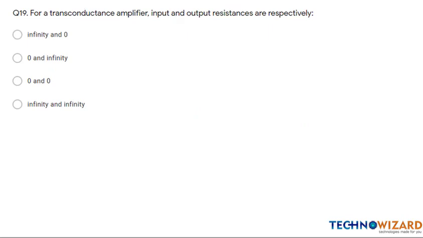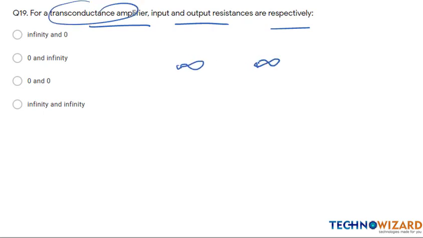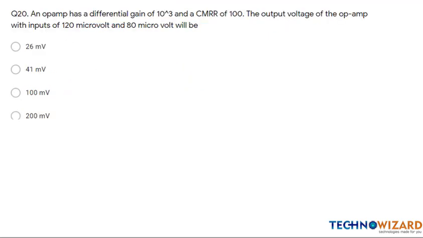Now question number 19. For a transconductance amplifier, input and output resistance are respectively. For a transconductance amplifier, the input resistance will be infinity and the output resistance will also be infinity. Therefore, option D is the correct answer here. Now, question number 20. An op-amp has a differential gain, that is AD, which is equal to 10 to the power 3.